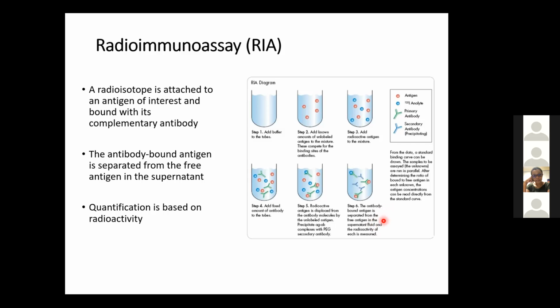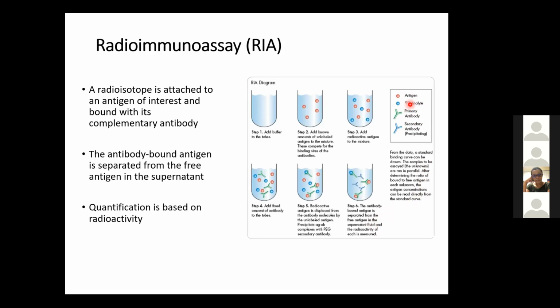Yeah, so you're taking the supernatant, so the supernatant fluid. So you look at the free antigen in the supernatant fluid, and that's where the radioactivity is actually measured. So remember, the radioactive epitope is the one which was labeled with iodine, usually an isotope like iodine-125, which is then added. Right. So that's the one that is actually radioactive.